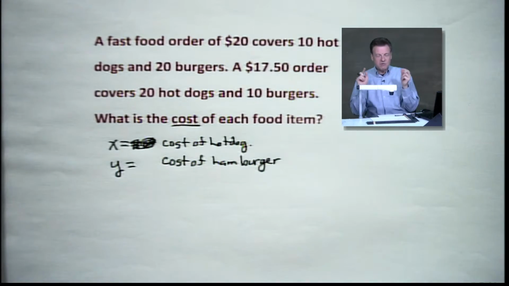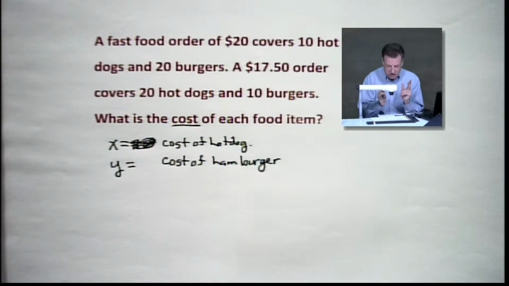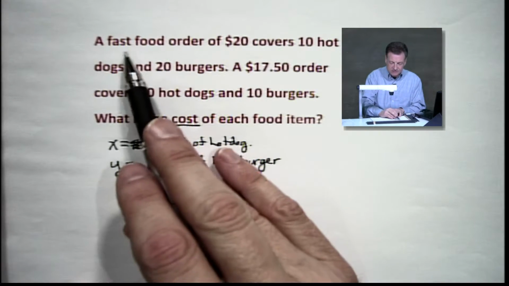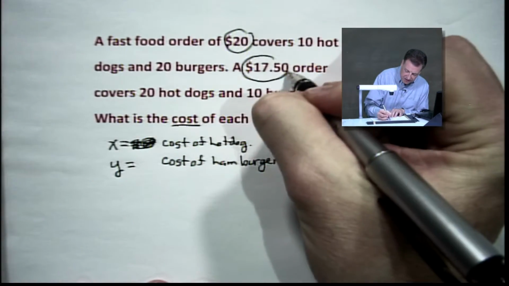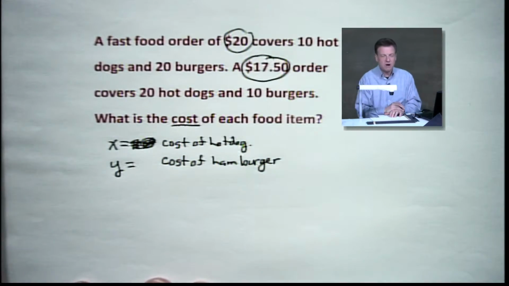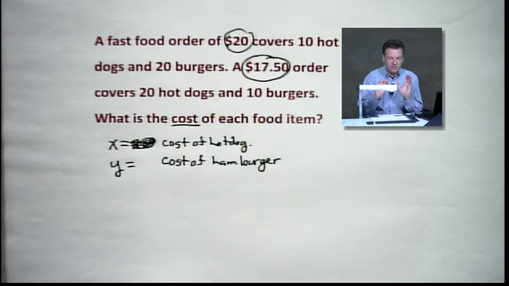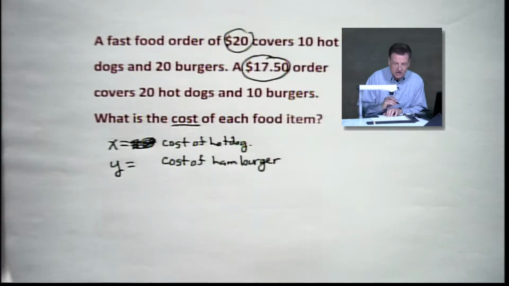Now, again, remember I said, got to have 2 equations because we got 2 variables. So that means there's 2 clues. And according to this, we got a $20 order and we got a $17.50. I guess this is probably before tax. We're not going to worry about tax issues here, okay? We're just going to take it with what the information's been given to us here. So we're going to say 10 hot dogs and 20 burgers gives us how much? It's going to cost $20. So here we go.